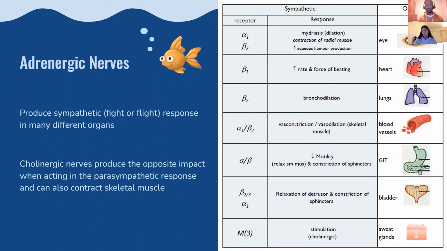With the parasympathetic nervous system, it's a little bit more straightforward. It's just M2 in the heart and M3 pretty much everywhere else.